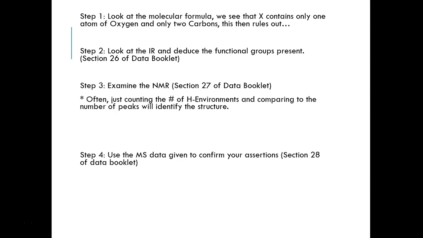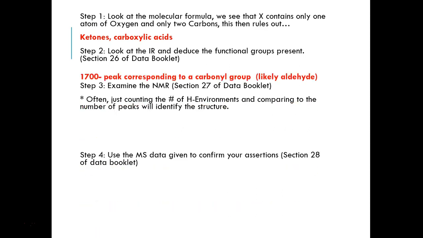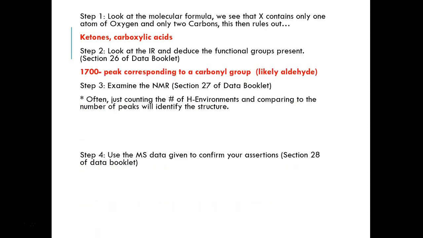Okay, now when we look at the molecular formula, we know there's only one atom of oxygen and only 2 carbons. So this rules out ketones. We can't have a ketone if there's only 2 carbons. And it also rules out carboxylic acids because we only have 1 atom of oxygen. Next, we're going to look at the IR and deduce the functional groups present. So at 1700, we have a peak corresponding to a carbonyl group, which is likely an aldehyde. Because we know we can't have a ketone or a carboxylic acid.